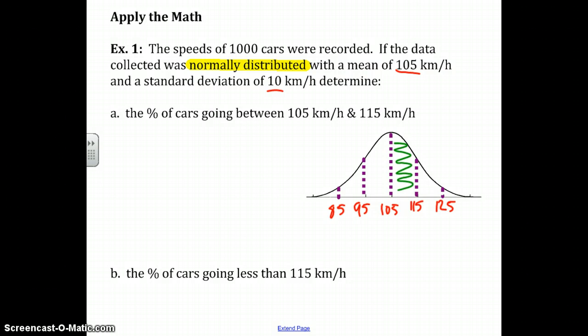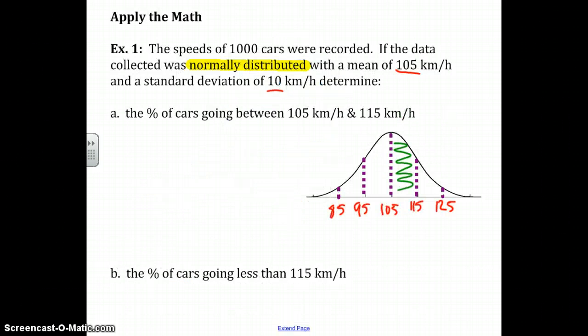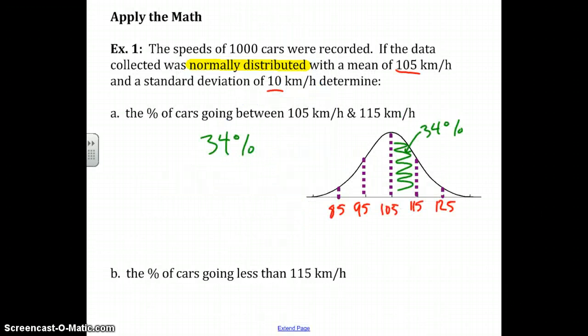Well, we know from the normal curve that we had just looked at that between the mean and one standard deviation is 34% of the data. So that's just the answer to this question. 34% of the cars are going between 105 and 115 kilometers per hour. So if we know the normal curve, we know these values off of the normal curve, the values along the bottom, then we can answer these questions because this set of data is, again, normally distributed.